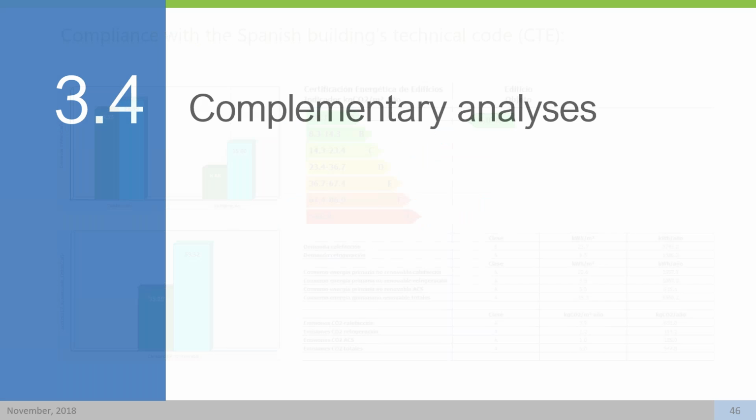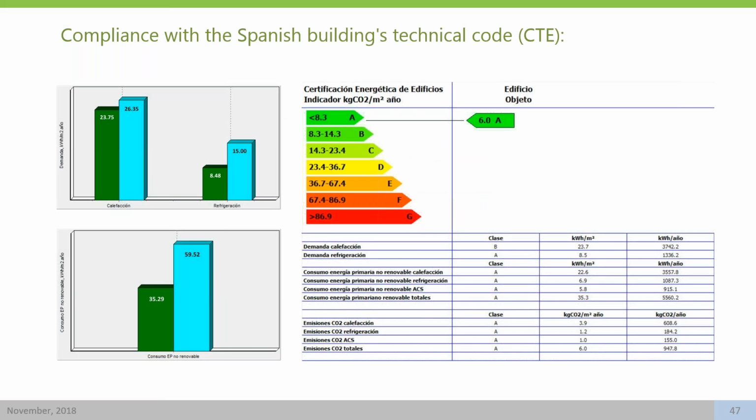Complementary analysis. Okay, we used DesignBuilder to develop some complementary analysis. For example, the project was evaluated to verify compliance with the requirements of the Spanish Building Technical Code, the CTE. For that, we used the LIDER exporting tool developed by Aurea Consulting and integrated into DesignBuilder. We found that the project easily complies with the limits of energy demands and consumptions. Furthermore, the project obtained the highest energy certification rating, as you can see in this part.